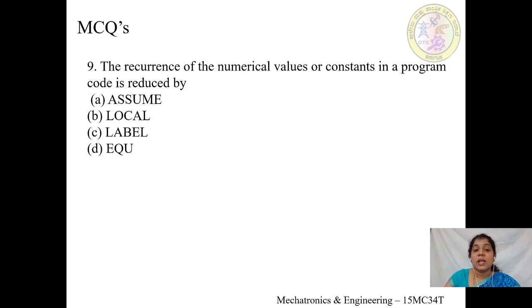Ninth one. The recurrence of the numerical values or constants in a program code is reduced by option A assume, option B local, option C label, option D equate. The recurrence of numerical values or constants in a program code is reduced by? Yes, which avoids the recurrence of numerical values? Yes, it is equate, option D.